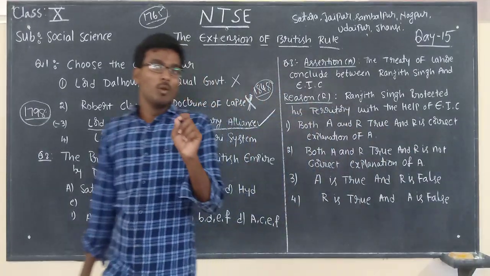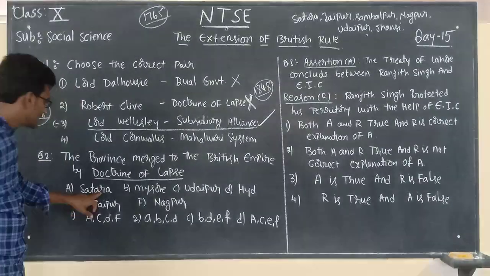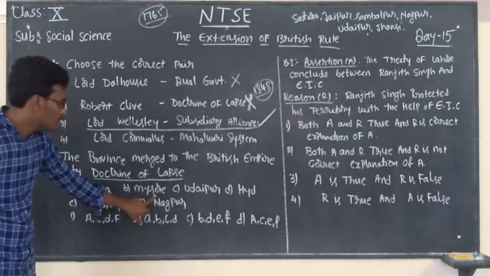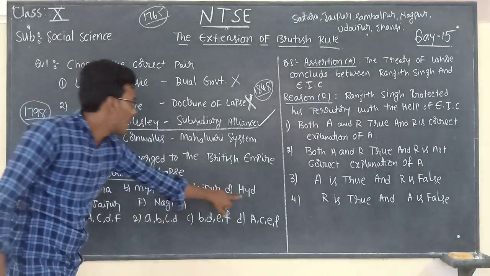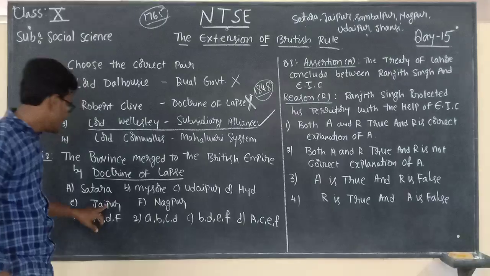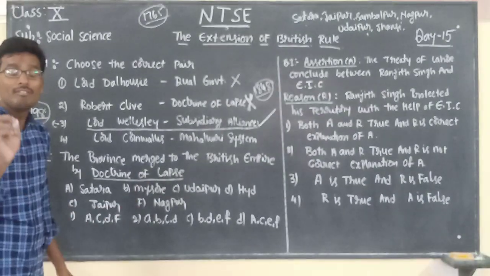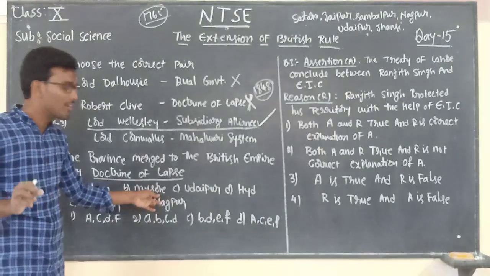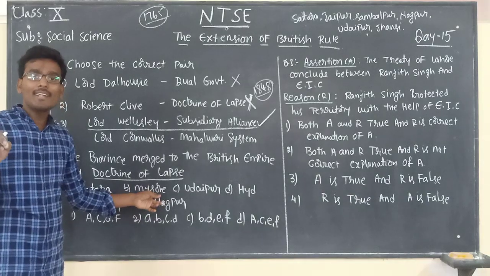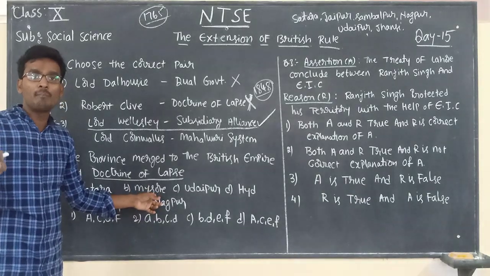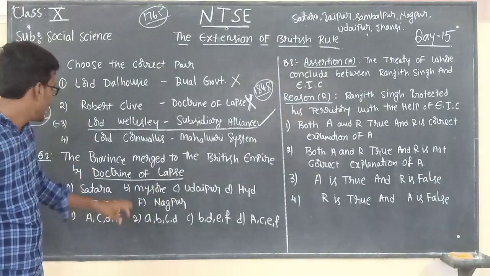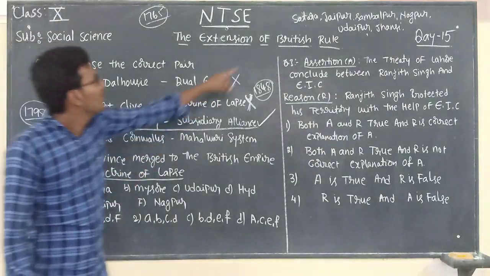Now look at the places given here: Satara, Mysore, Udaipur, Hyderabad, Jaipur and Nagpur. So which of the places given over here were not integrated into the British Empire by following the doctrine of lapse? See, compare the list.